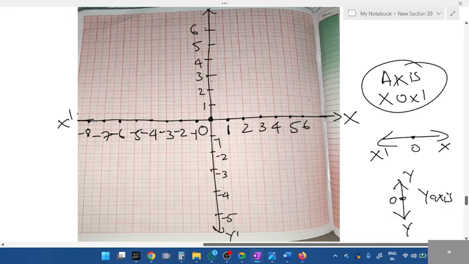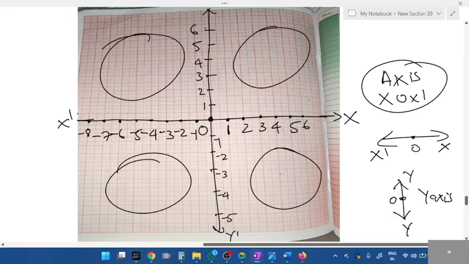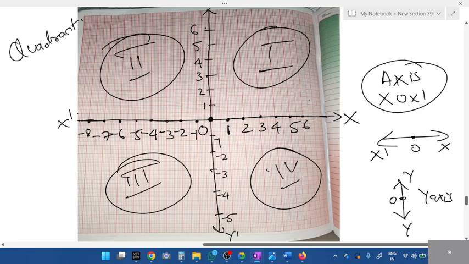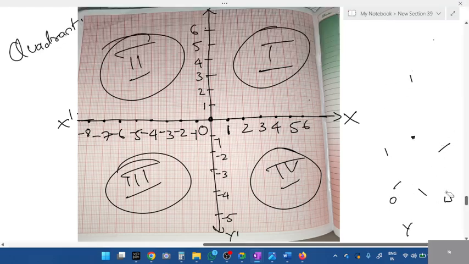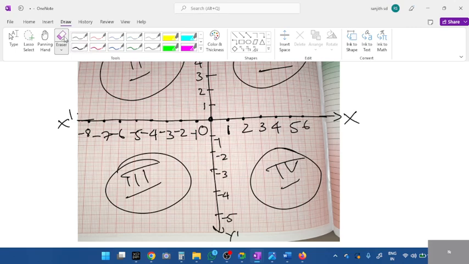Any point which lies in this area, apart from the line, we call a quadrant. So this is the first quadrant, second quadrant, third quadrant, and fourth quadrant. So three things you'll have to remember. One is axis: x-axis, y-axis. Any point can lie on the axis. Next is origin. Origin is the center.